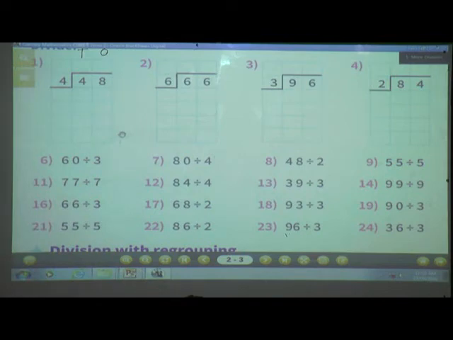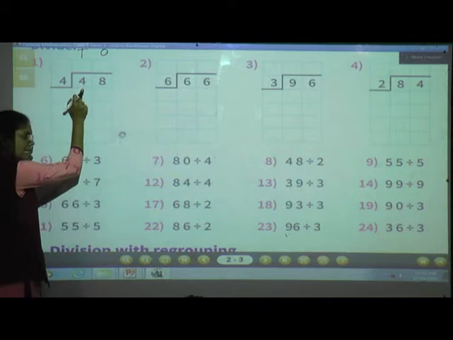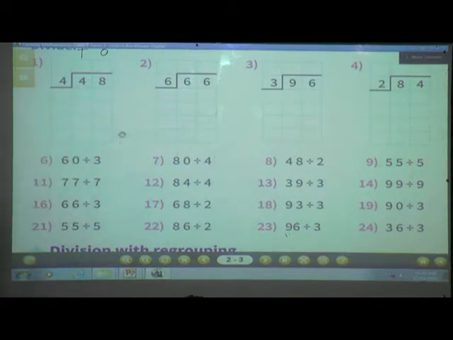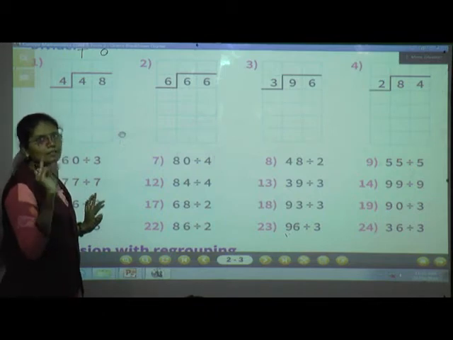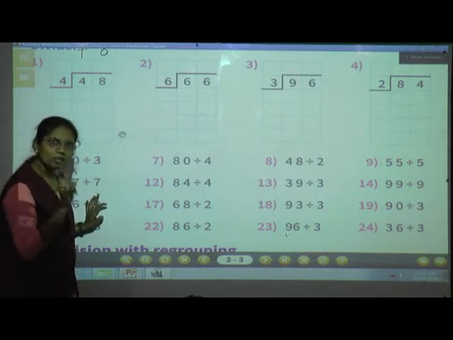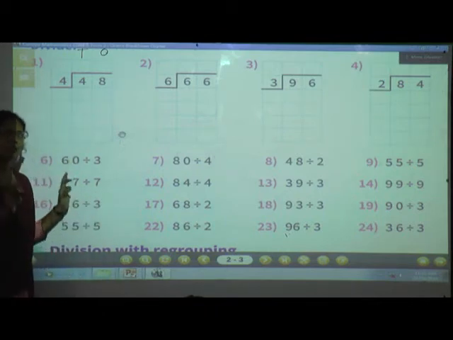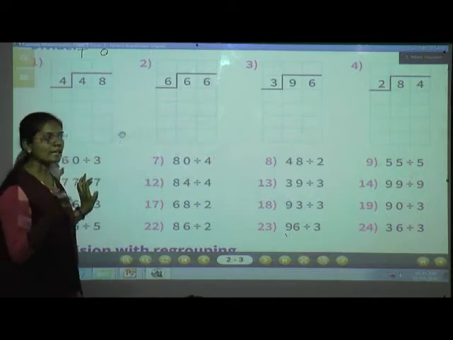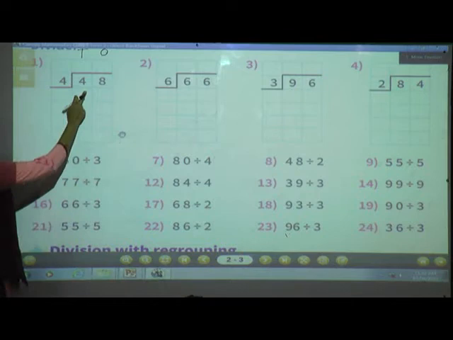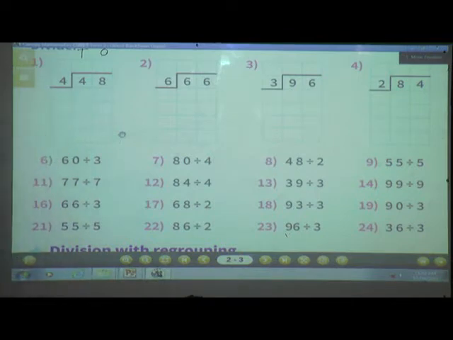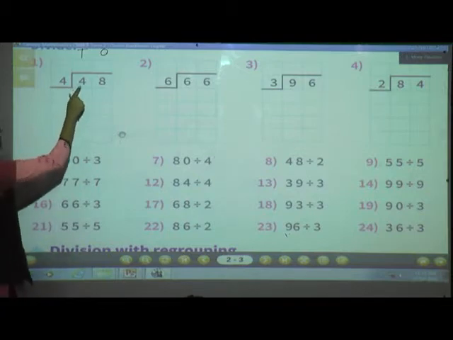Now we should start from the left side, that means from the tens place. Suppose the dividend is a 3-digit number, then we have to start from the hundreds place. If the dividend is a 4-digit number, then we have to start from the thousands place. Here the dividend, 48, is a 2-digit number, so we will start from the tens place.